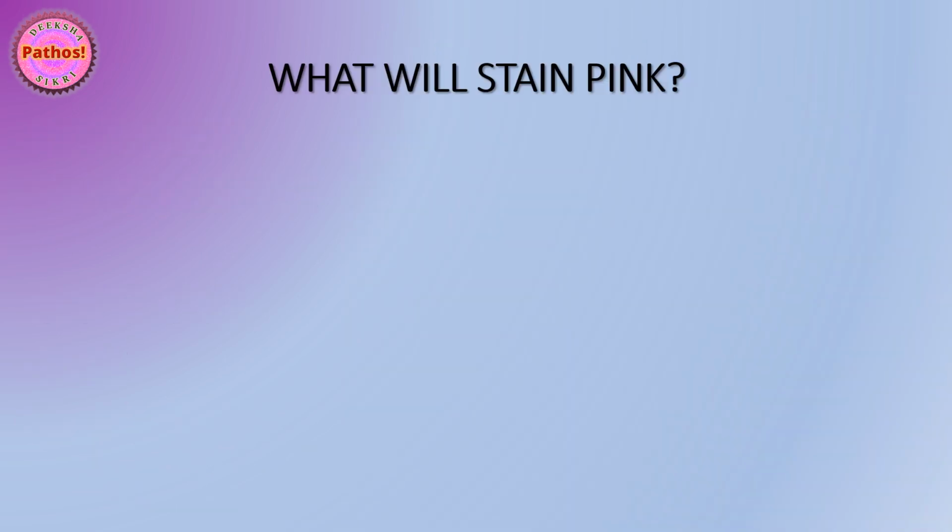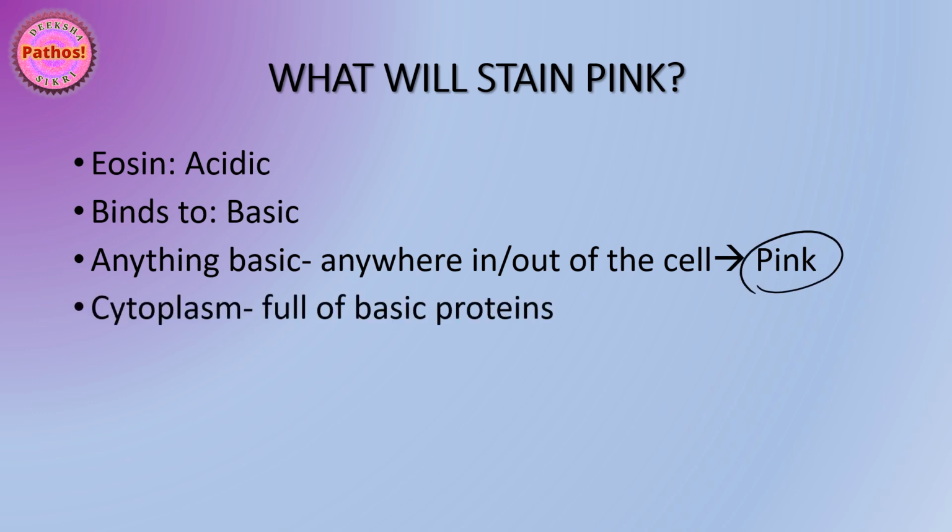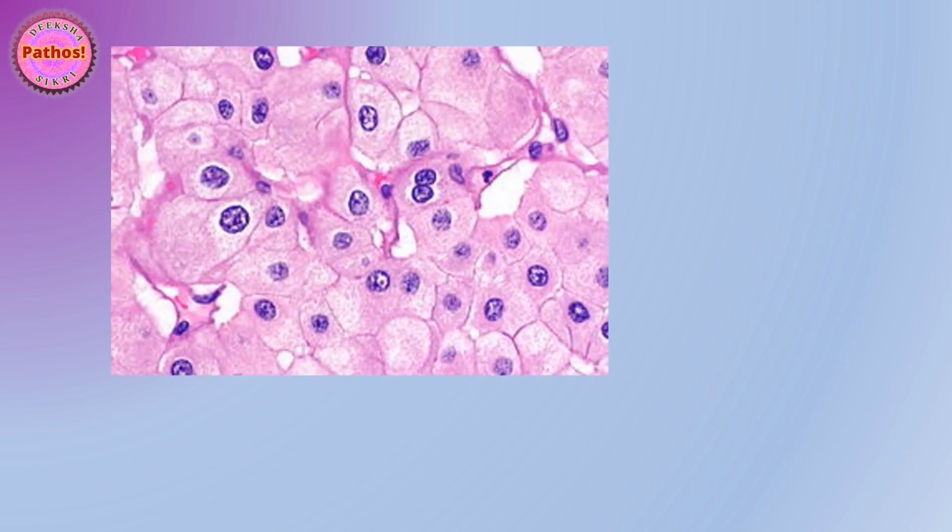Now let's come to what will stain pink. So eosin will stain pink because it's an acidic stain and it binds to basic components. So anything basic anywhere in or out of the cell would stain pink. So since cytoplasm is full of basic proteins, the cell's cytoplasm is pink. And of course, if there's any extracellular protein deposition, that would also be pink. So look at this slide. Here you can make out big cells, right? You can see vesicular nuclei. Yes, I hope you remember that from the previous discussion.